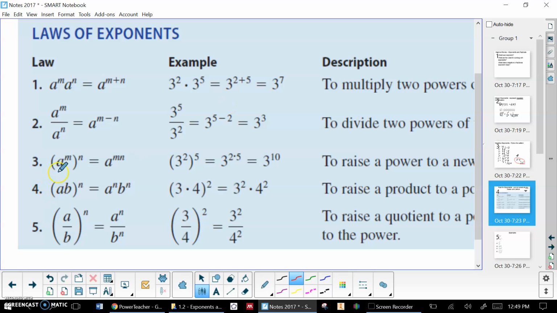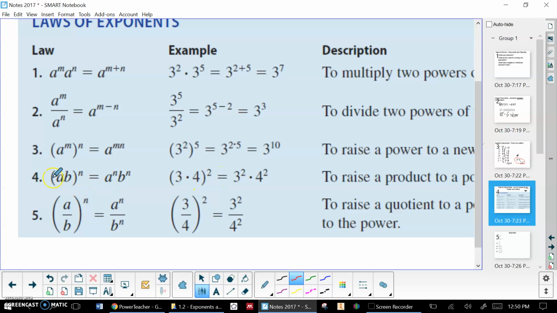Next, we've got our power of a power rule. And this one says that if we raise an exponential expression to another exponent, the powers get multiplied. So 3 squared all raised to the 5th is 3 to the 10th.